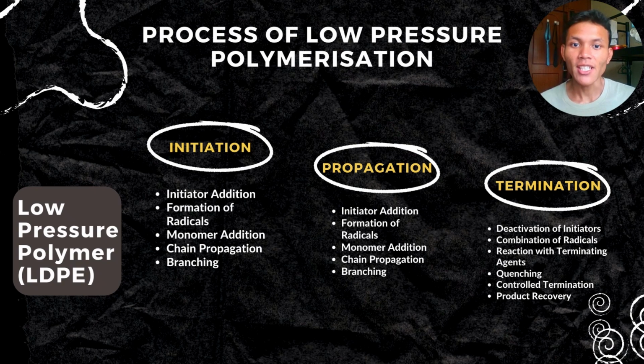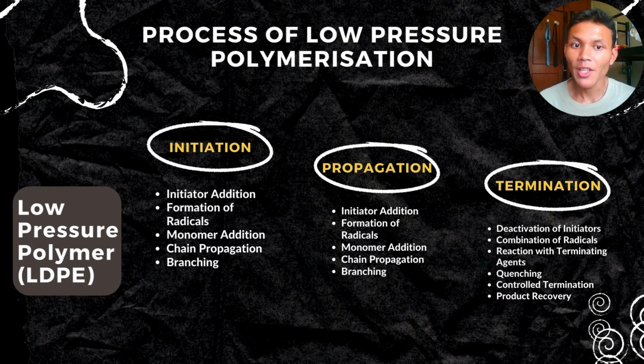For the initiation, as we know, the process begins with the initiation step where the free radicals are generated on the surface of the catalyst or through the action of a separate initiator. Common initiators include organic peroxides or other compounds that can generate free radicals. And then we are moving on to the propagation.